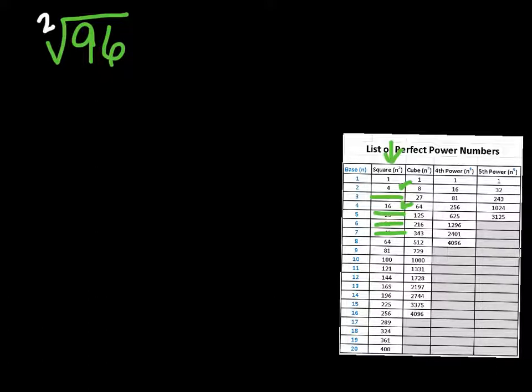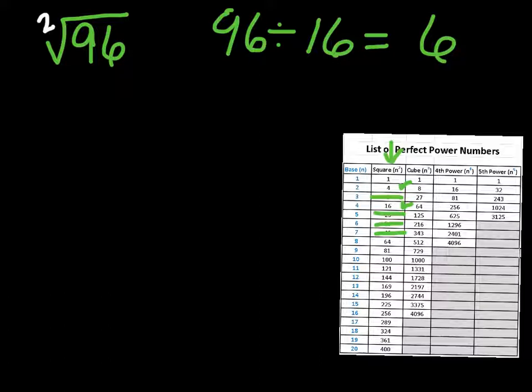So now I've found a perfect square that will divide evenly into 96. So how many times does 16 go into 96? Well, let's just plug it into our calculator and see. 96 divided by 16 gives me 6. So that tells me that 16 times 6 gives me 96.